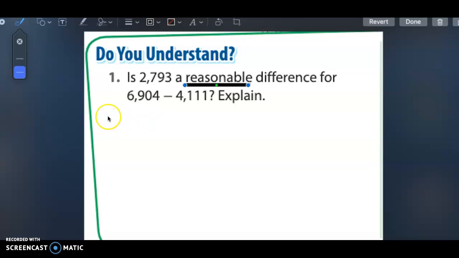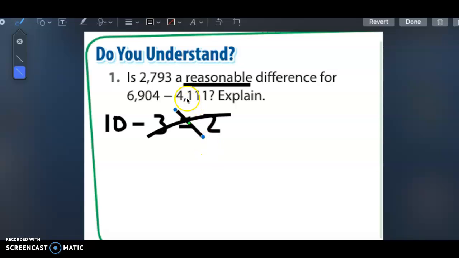For instance, if I were to subtract 3 from 10, and I said that the answer is about 2, would that be reasonable? No, absolutely not. Because 3 is kind of close to 5, and 10 minus 5 is 5. So that is not reasonable. So that's why we estimate.